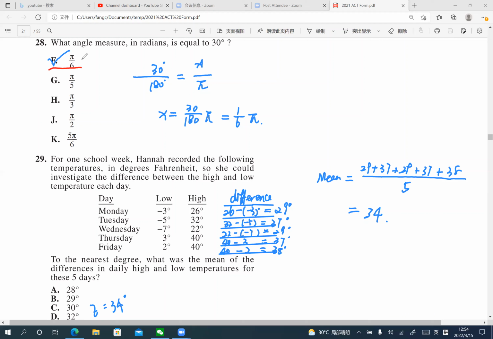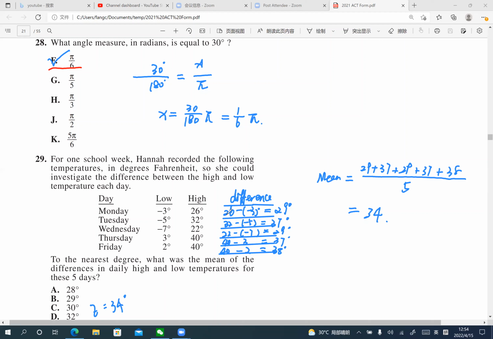Question 29. For 1 school week, Hannah recorded the following temperatures in degrees Fahrenheit, so she could investigate the difference between the high and low temperature. To the nearest degree, what was the mean of the differences in daily high and low temperatures for these 5 days? So first, we list the 5 differences.